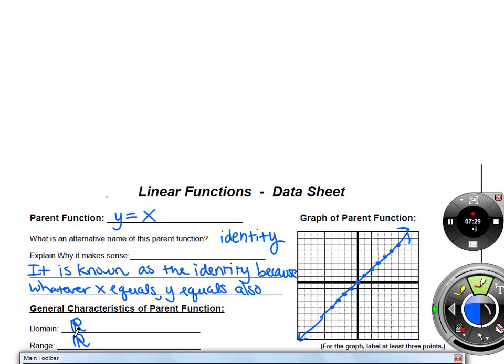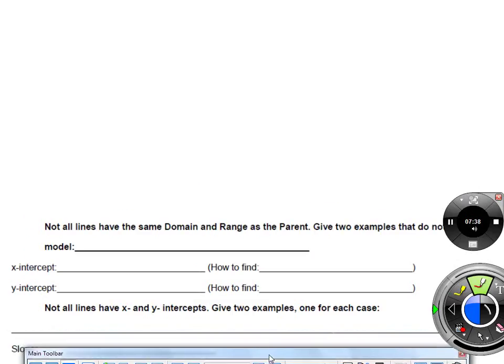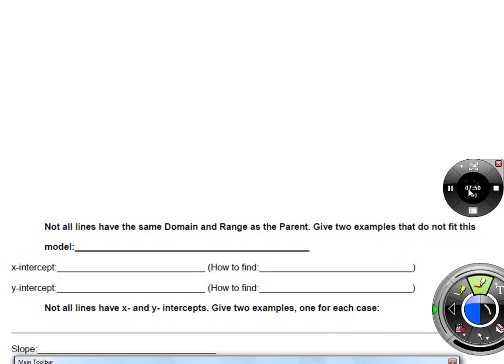No? All right, so we have our parent function. We understand why it's called the identity, and we understand the domain and range of the function. All right, so right below this, we talk a little bit about domain and range and things that might not be the same.